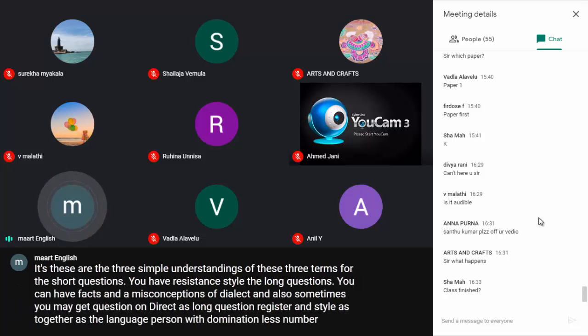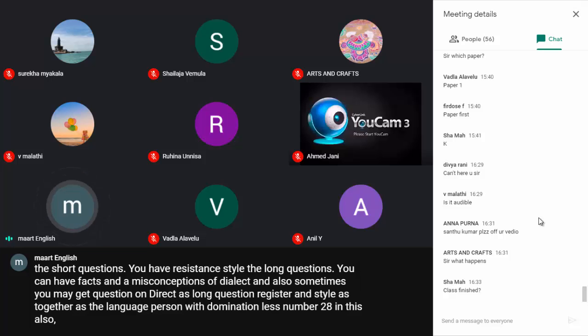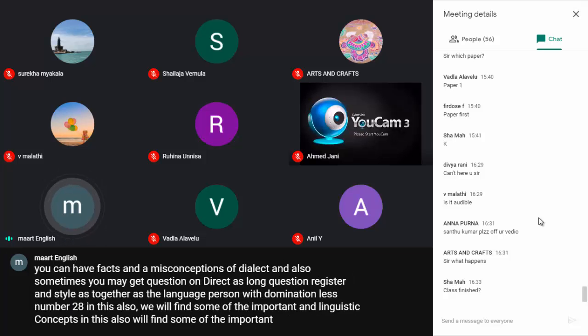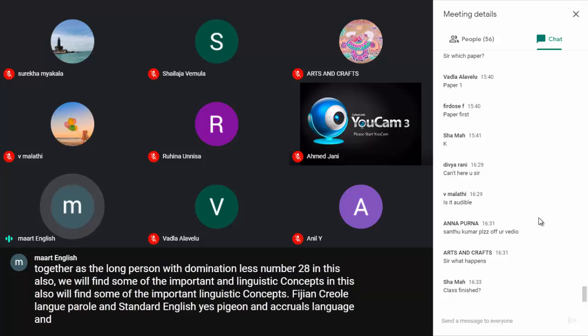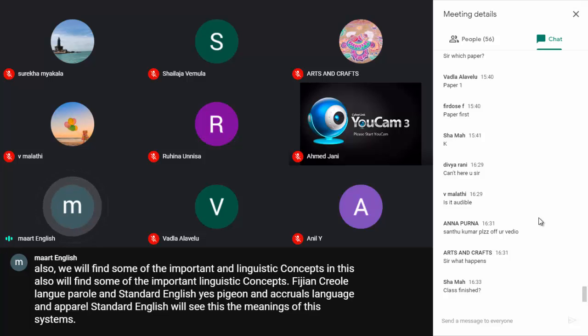Lesson number 28. In this, we will find some of the important linguistic concepts: Pidgin, Creole, Langue, Parole, and Standard English. We will see the meanings of these terms. These are linguistic terms. We will see what Pidgin is, what Creole is.